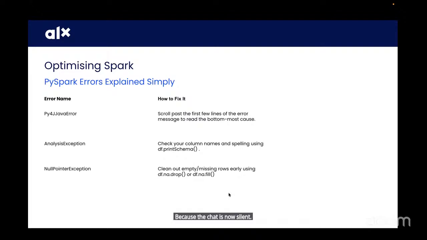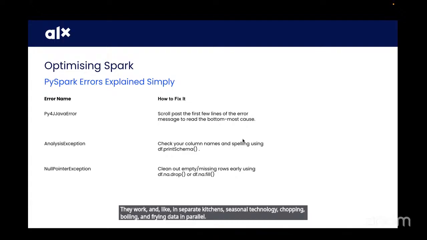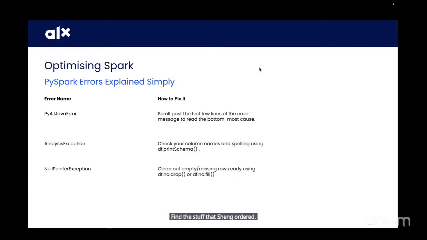The assistant cooks are the executors. They work in separate kitchens, using the analogy of chopping, boiling, and frying data in parallel, frying the stuff that Shegun ordered. The executors execute. They do stuff. So these executors panicked and sent a generic error note up to the head chef. The head chef would taste everything.